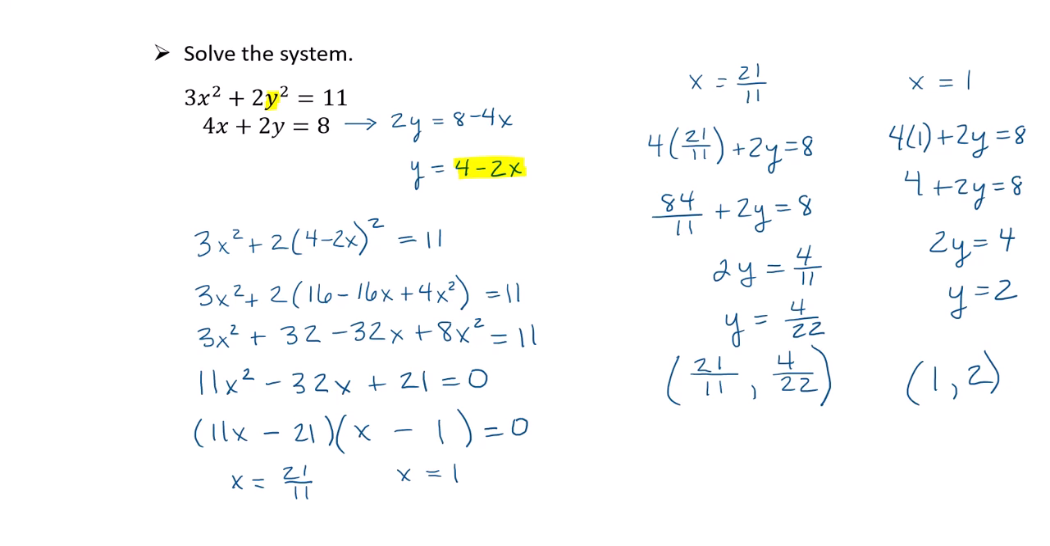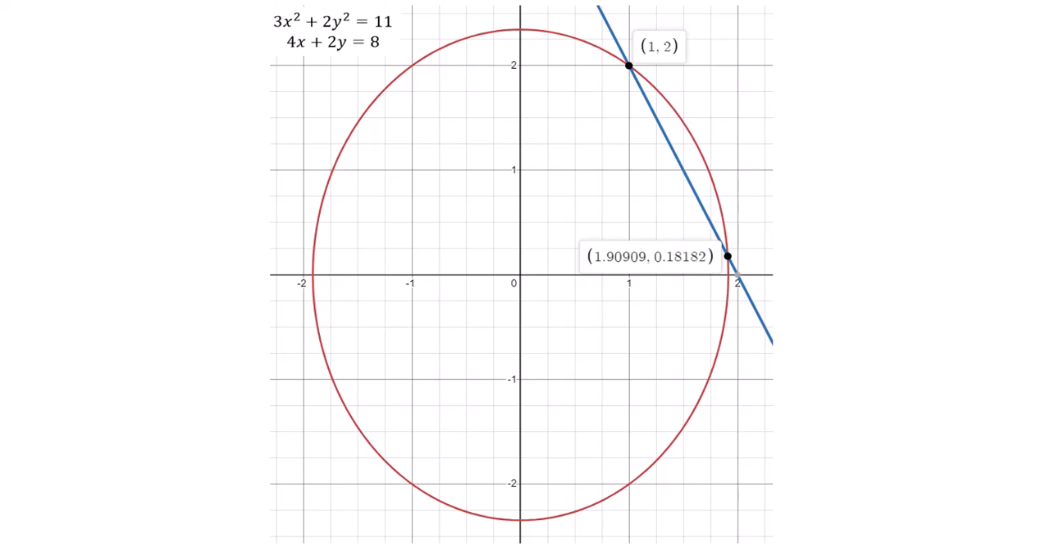Again, I'd like to show you what this looks like graphically. The 3x squared plus 2y squared equals 11 is an ellipse, and then the 4x plus 2y equals 8, of course, is linear, so it's a line. And the line intersects that ellipse in the two places that we found in our solution, the 1, 2, and 21/11ths, 4/22.